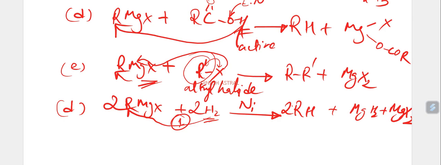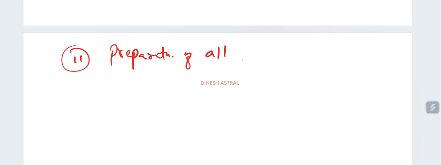Now we'll move on to preparation of alkene. Now let me tell you here, alkene can be directly prepared from Grignard reagent, but alkene and alkyne cannot be directly prepared in the same way. Let us see the reactions.